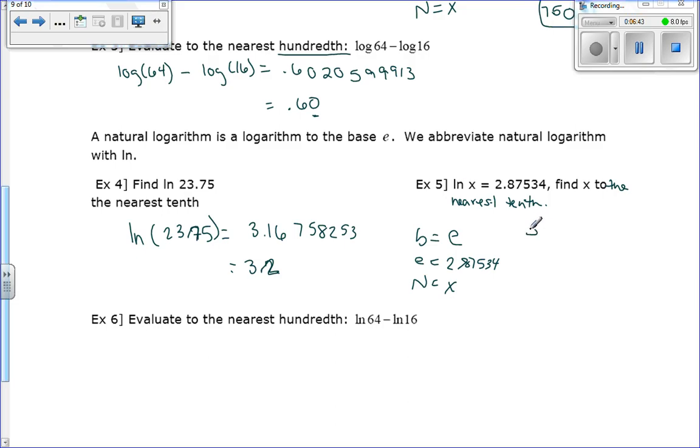So I have E to the 2.87534 equals x. On the calculator, it's second ln. And we used this in the last chapter when we were doing some of those equations and word problems. And when I type it into the calculator, I get 17.73145, a bunch of other things, and I'm rounding to the nearest tenth, so x equals 17.7.